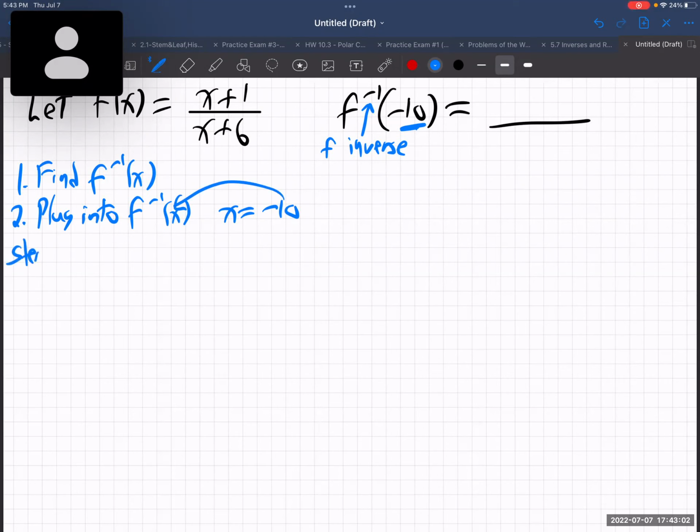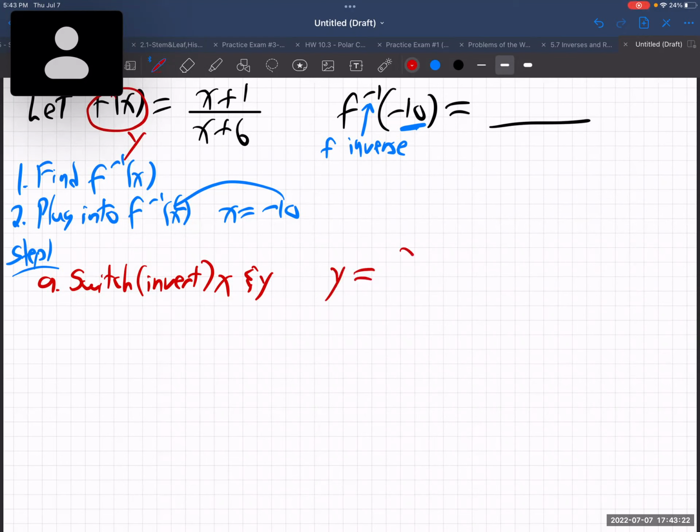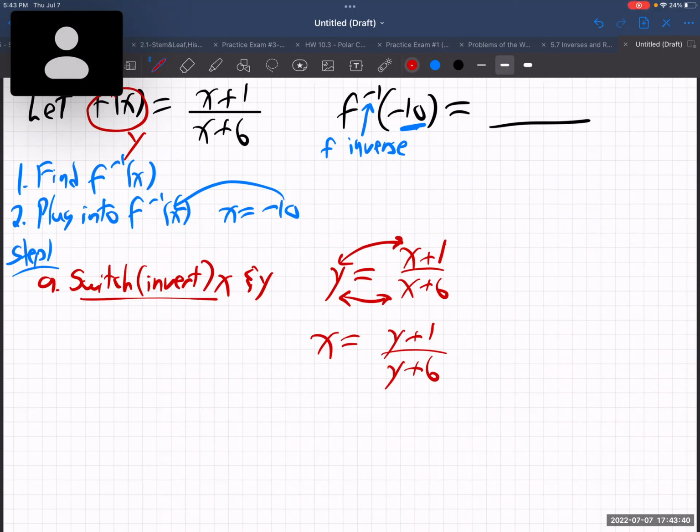All right, so let's do step 1. Step 1, find the inverse function. How do we find an inverse function? Well, that itself has 2 steps. A, switch or invert x and y. You know, this is f of x out here, that's your y. So right now it's y equals x plus 1 over x plus 6. And so we're going to switch those guys, right? The x's are going to become y's, the y's are going to become x's. So like this. That's how you find an inverse function. You invert x and y.